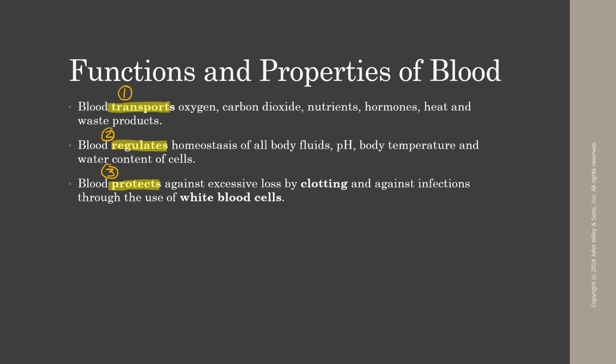In addition to the clotting properties, the blood also protects your body by the white blood cells that it holds within it. White blood cells are going to protect against disease by carrying out phagocytosis. There are also several types of blood proteins, which include antibodies, interferons, and complement proteins, which are all going to help protect against disease in different ways. So transportation, regulation, and protection are going to be the three functions of blood.